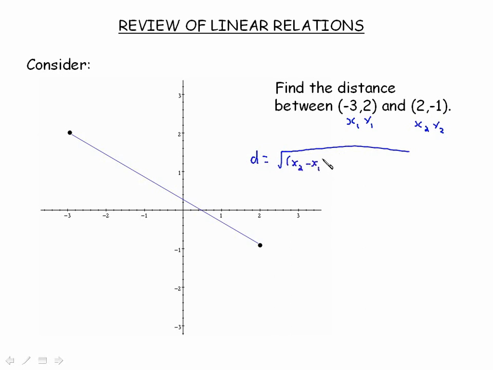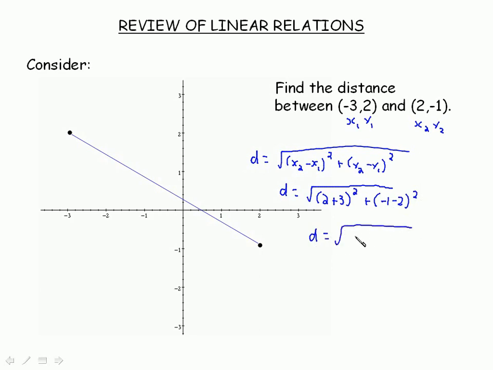(x2 minus x1) squared plus (y2 minus y1) all squared. D is equal to the square root of x2, which is 2, minus -3. 2 minus -3 is 2 plus 3, the two negatives cancel, squared. And then y2 minus y1 is -1 minus 2, squared. So the distance becomes the square root of 2 plus 3 is 5 squared, 25, and then -3 squared.